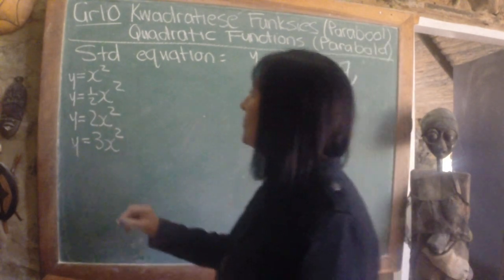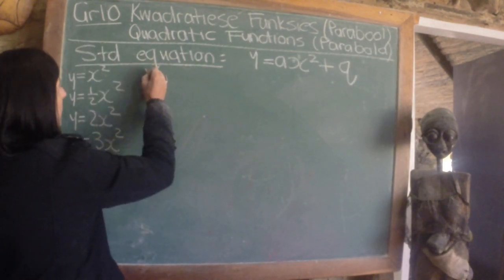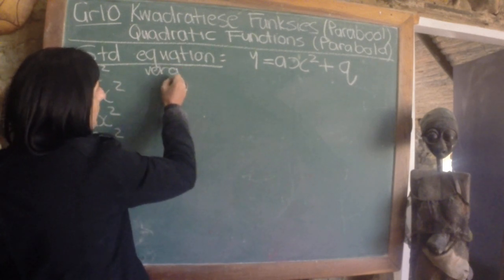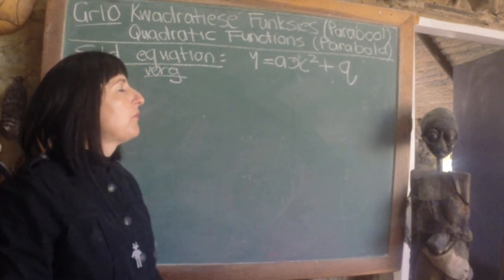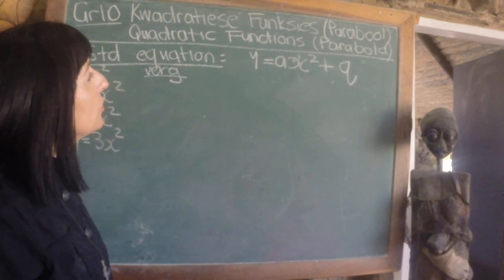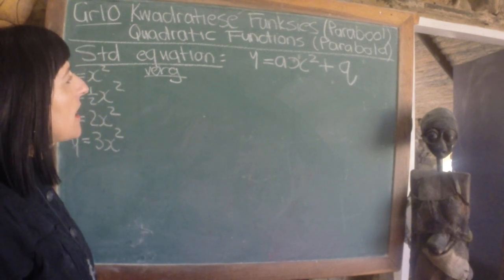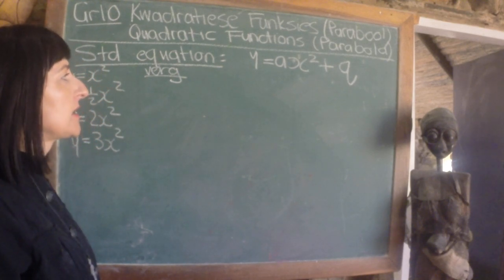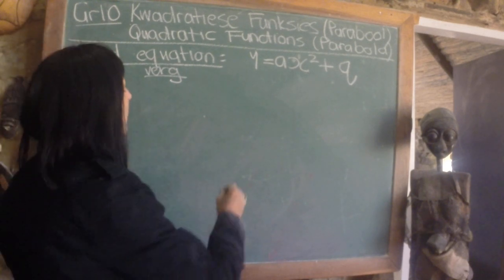Nou die eerste ding wat ons moet leer van 'n kwadratiese funksie is sy standaardvergelyking. Nou die standaardvergelyking van 'n kwadratiese funksie of 'n parabool is sy noemnaam, 'n parabola, is y equals ax squared plus q. Kom, en juffrou verduidelik vir julle wat beteken elkeen weer.